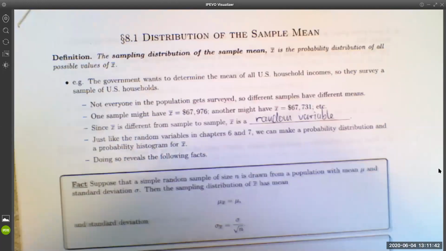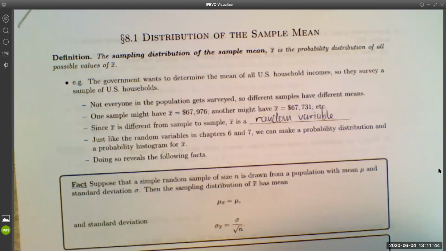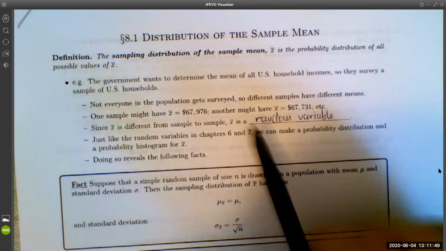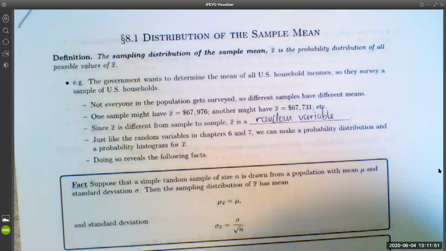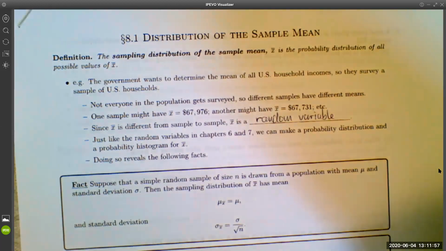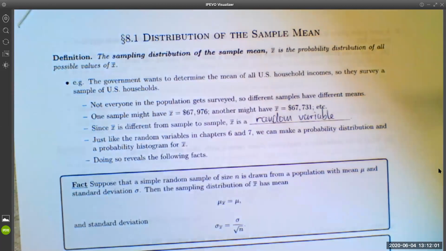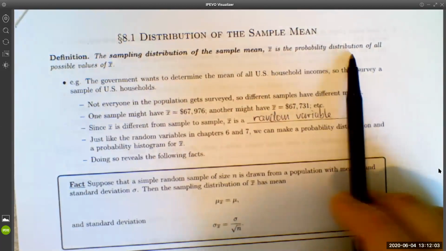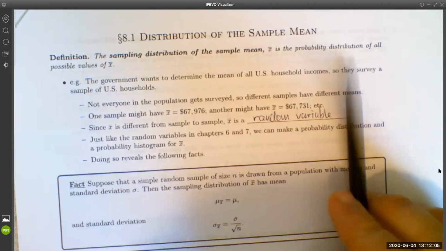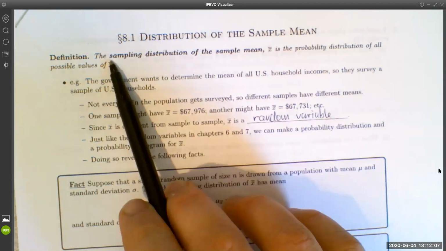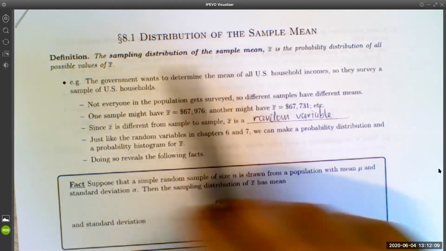Okay, which means x bar, the sample mean, is going to take on different values with different degrees of probability. So if we were to somehow list out all of the possible sample means together with the probability that x bar is that value, that would be the probability distribution of the possible values of x bar, and we call that the sampling distribution of the sample mean.